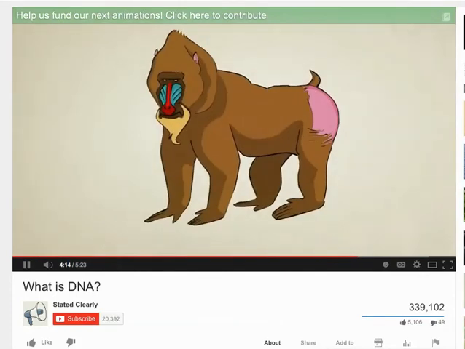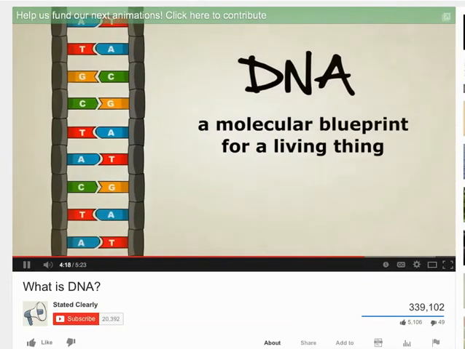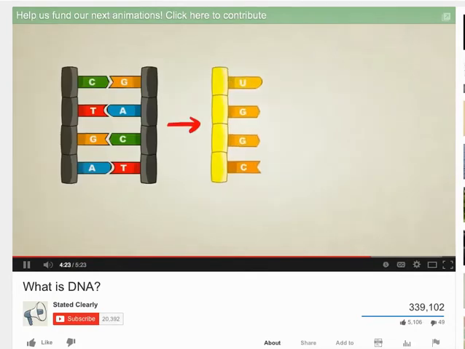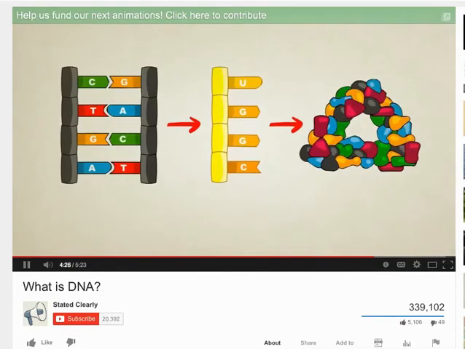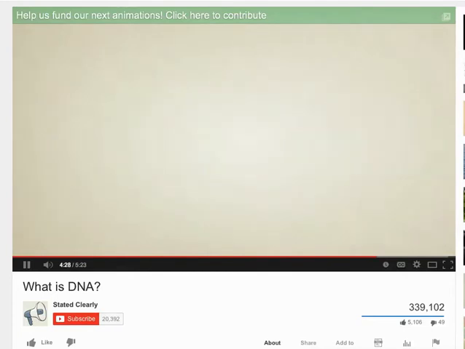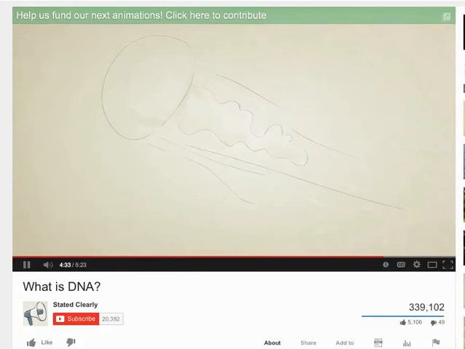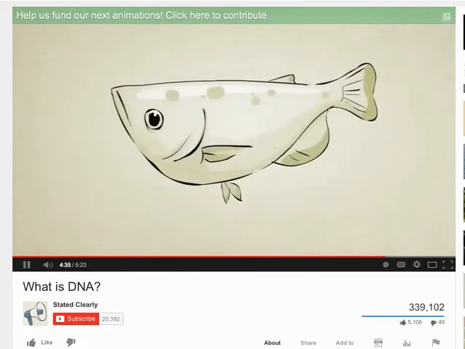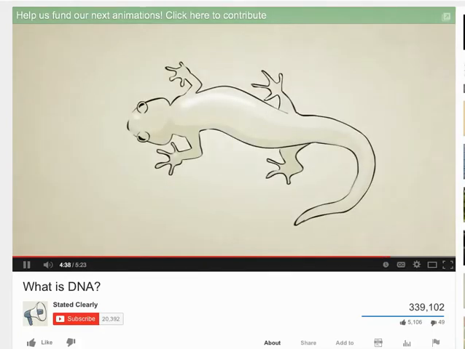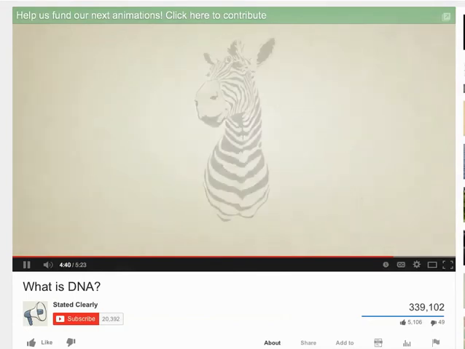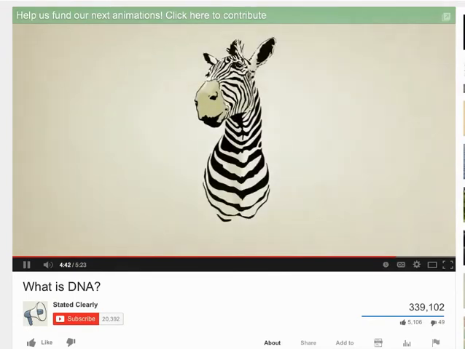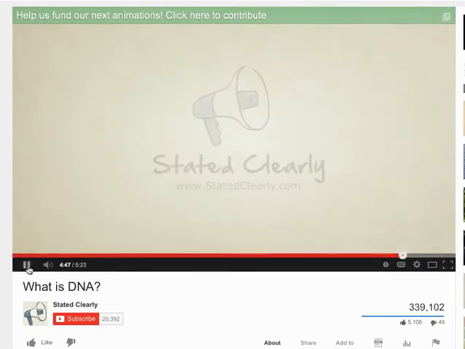So to answer the original question, what is DNA? DNA is a molecular blueprint for a living thing. How does it work? DNA creates RNA, RNA creates protein, proteins go on to form life. This entire process, as complicated, as sophisticated, as magical as it might seem, is entirely based in chemistry. It can be studied, it can be understood. I'm John Perry, and that's DNA.